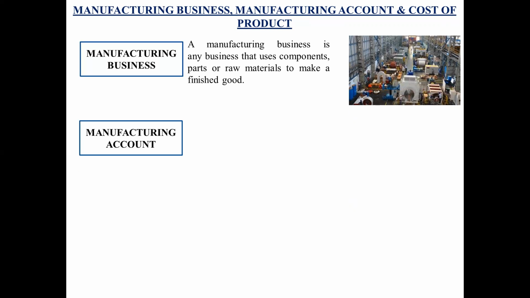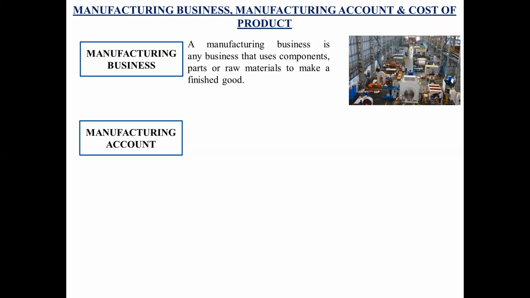Then we'll see what is manufacturing account. As I told you, in trading organizations, you are not manufacturing products, you are buying it from outside. So it is not difficult to calculate the cost of the product because the purchase price which you have paid for the product or the expenses which you have incurred to bring that product, that is basically the cost of the product. So it's very easy to calculate the cost of the product in a trading organization.